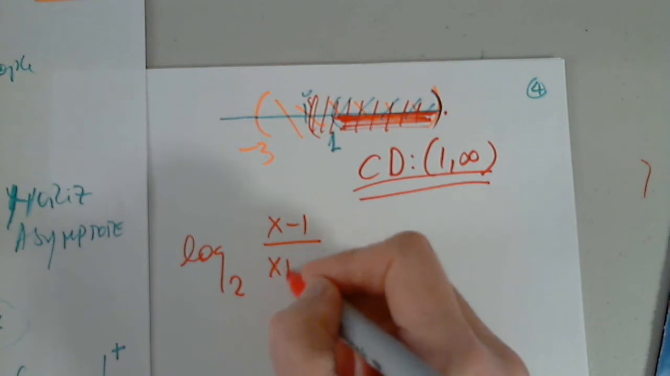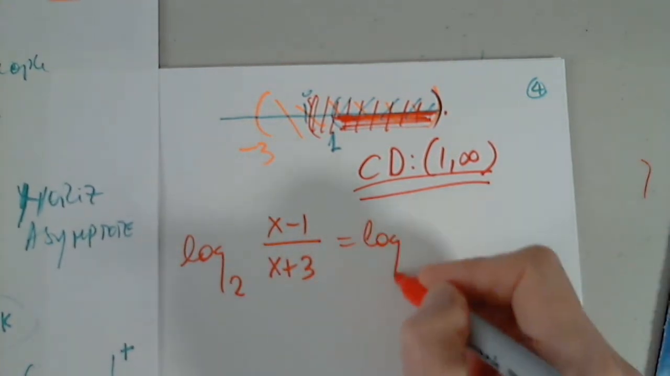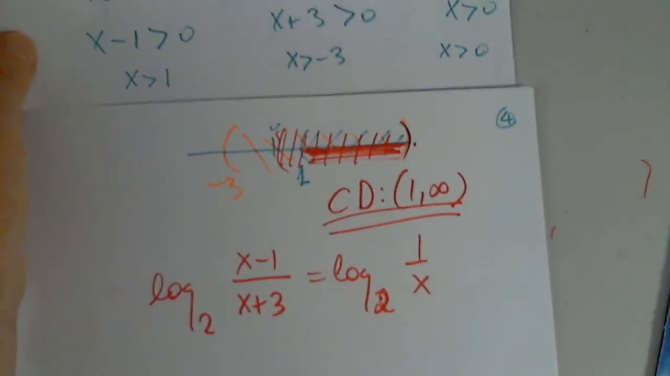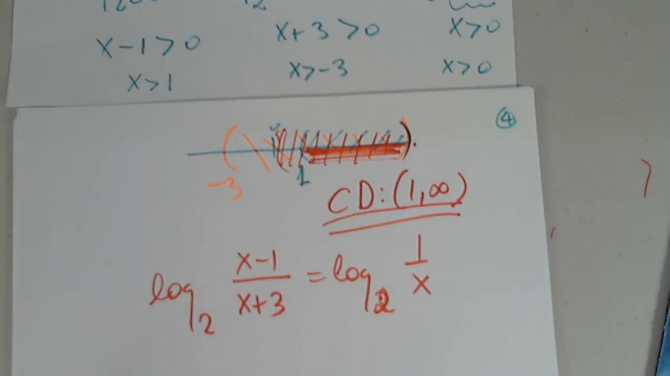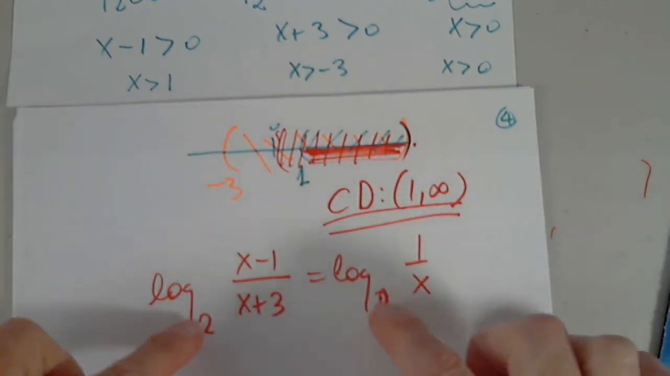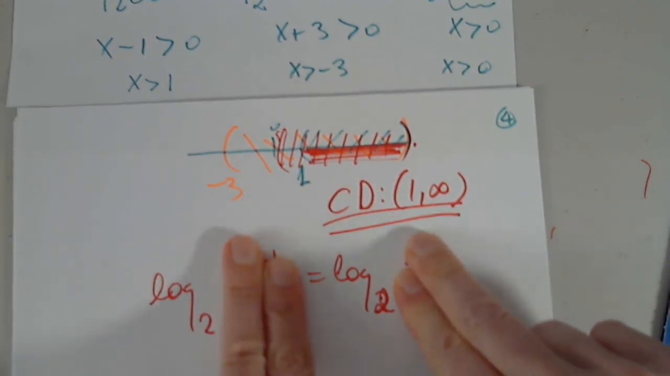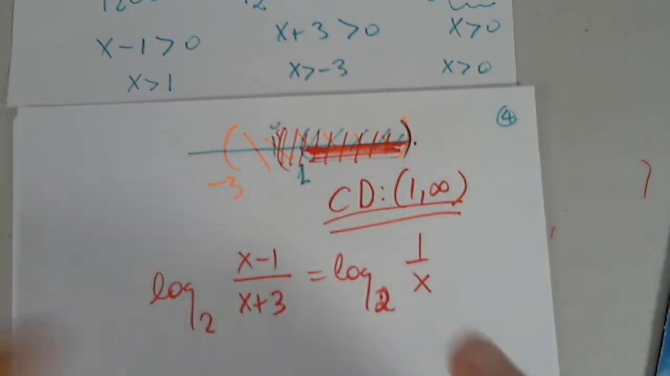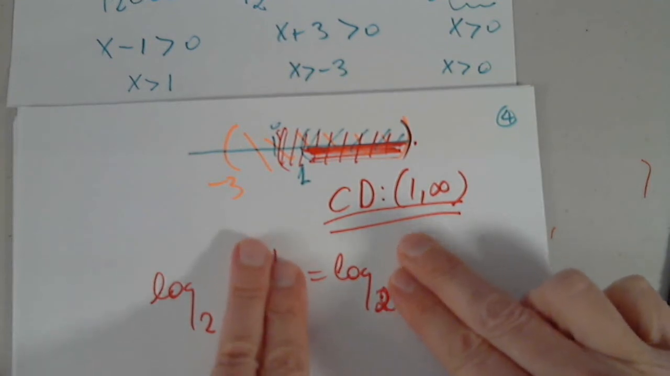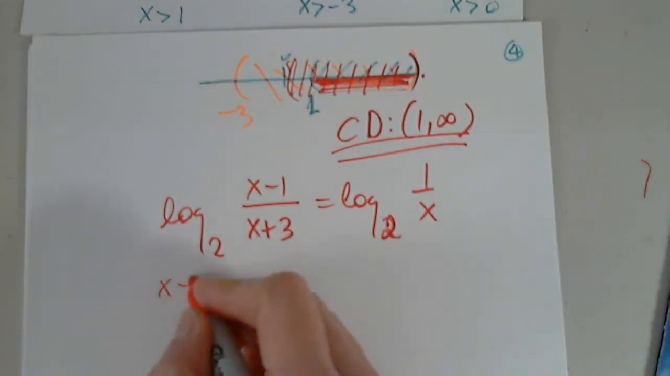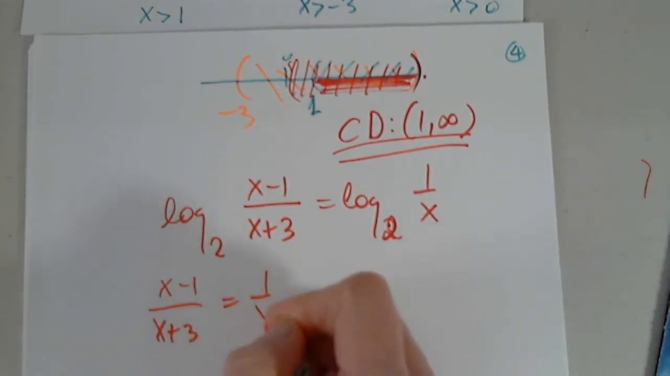When I condense, I have log base 2 of x minus 1 over x plus 3. And the other side is log base 2 of 1 over x. Two logs are equal and they have the same base. Their expressions have to be the same. This must equal this. There is no other way. That means that their expressions have to be the same, the expressions we apply log to. So x minus 1 over x plus 3 must equal 1 over x.